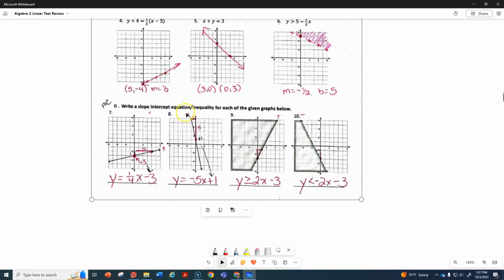Negative slope, be careful and don't miss the negative sign. Be sure you put the negative sign in front of the slope. For shading purposes, if it's shading above the line, it's going to be greater than. If it's shading below the line, it's going to be less than. The solid line gets the bar. The dotted line does not have a bar.